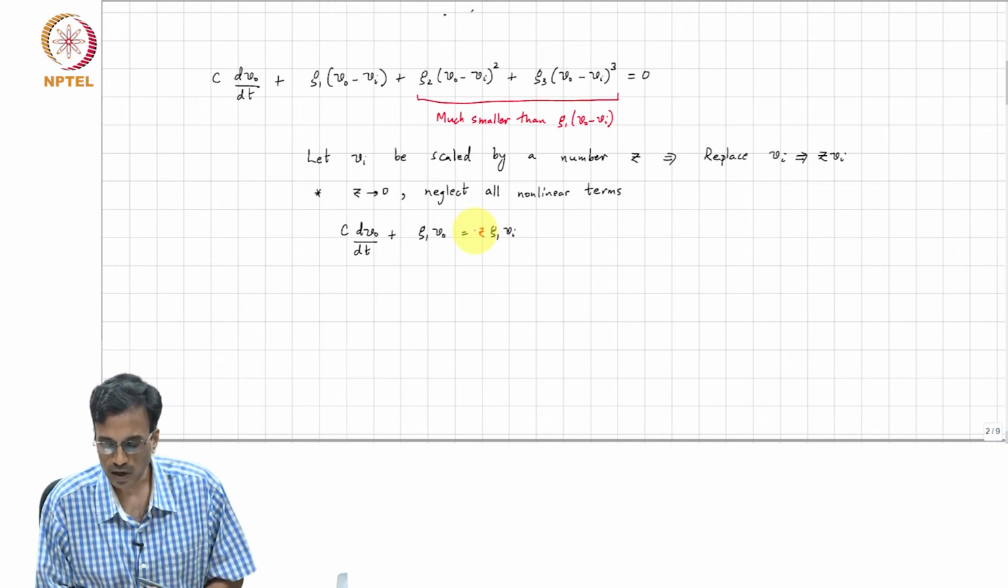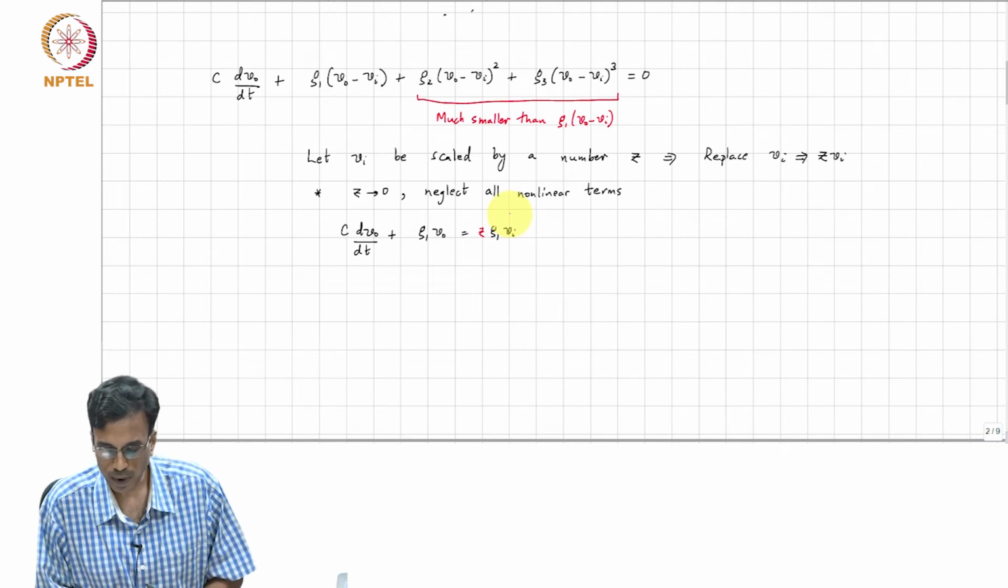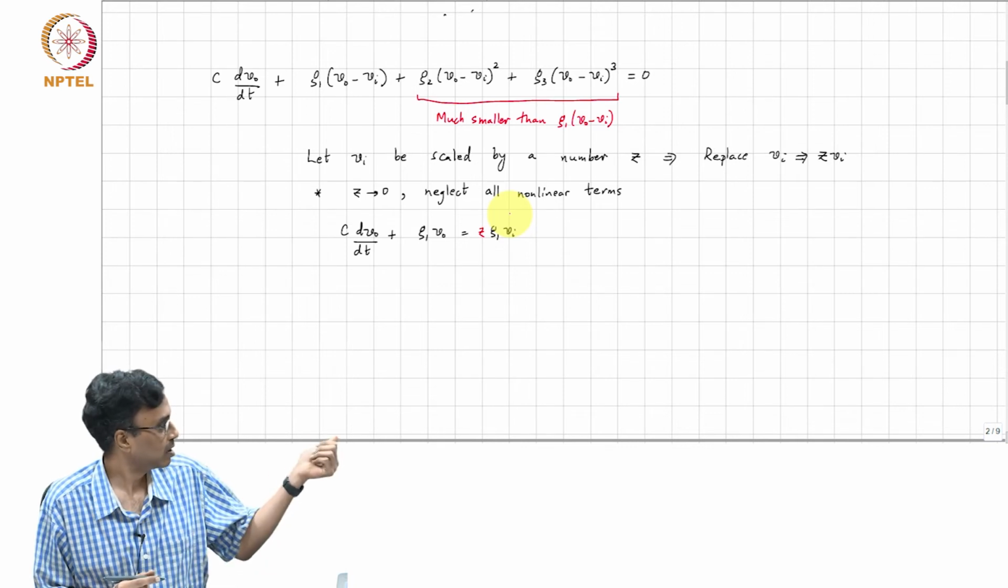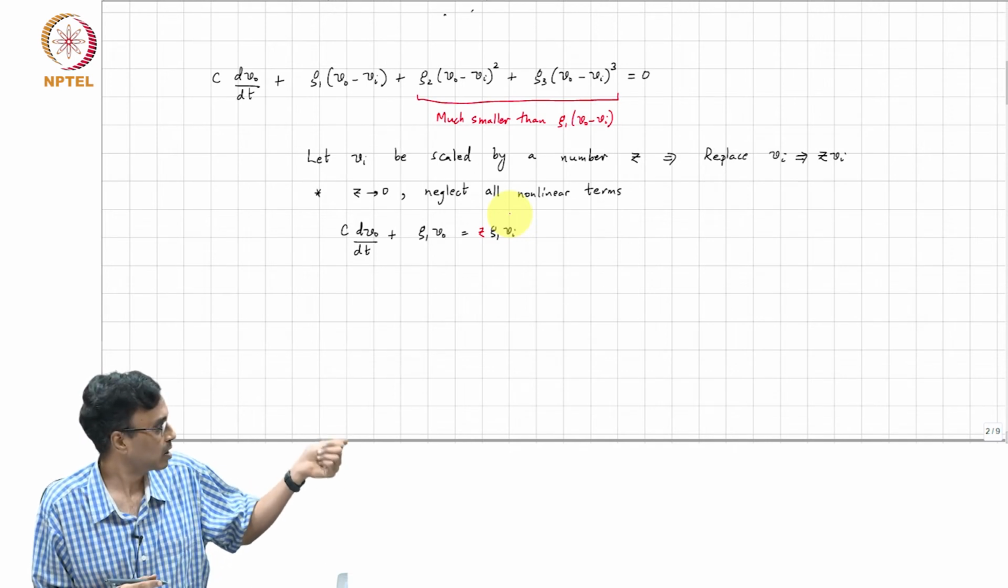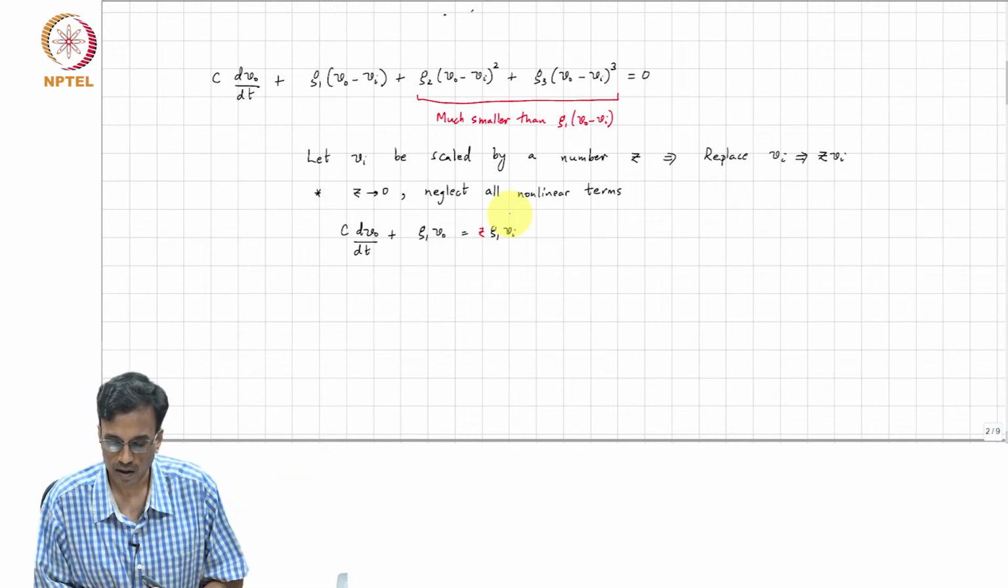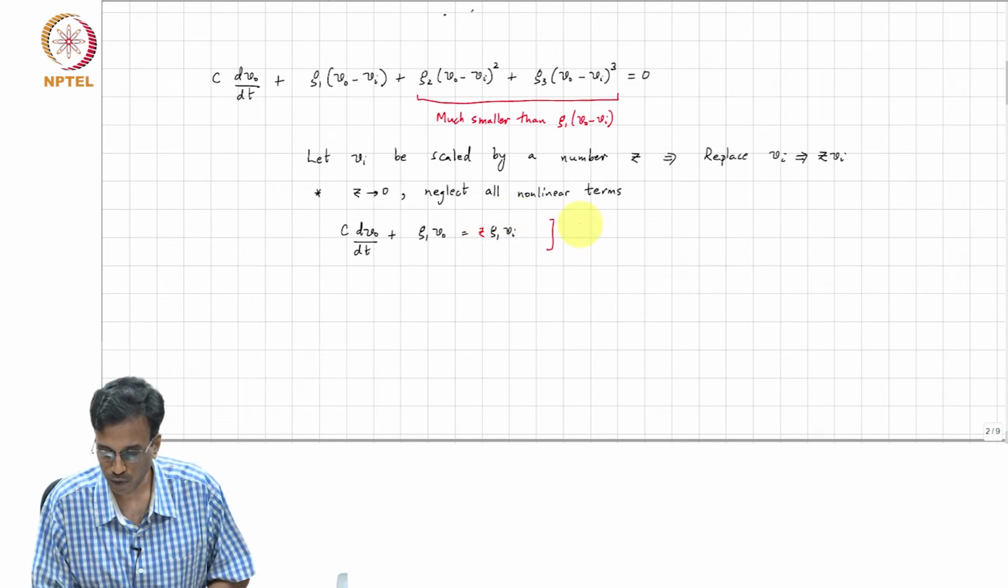Now, as you keep increasing z, what comment can you make about Vo? It is a linear differential equation. So, as z is very small, if you keep increasing the input, the output Vo is proportional to z.